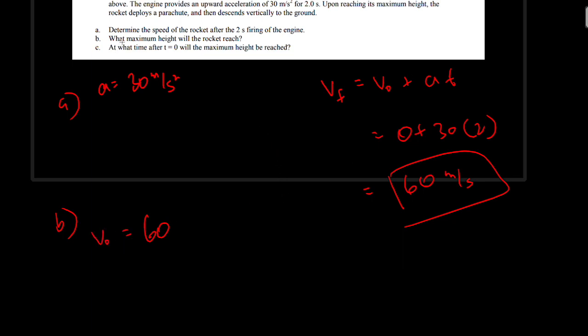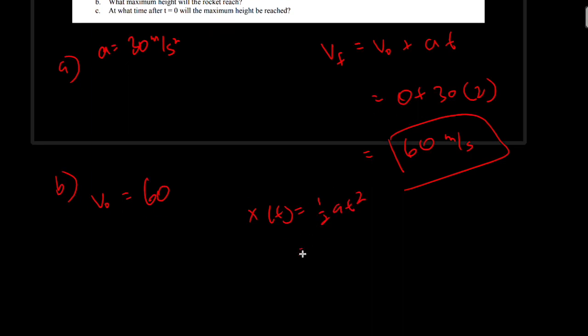Let's set that as V naught for now. The height the rocket reaches in the first 2 seconds is given by x of t equals 1/2 a t squared. We know that a is equal to 30, so we have 1/2 times 30 times t squared, and 2 squared is 4, so we get 60 here. So in the first 2 seconds, it goes 60 meters up.